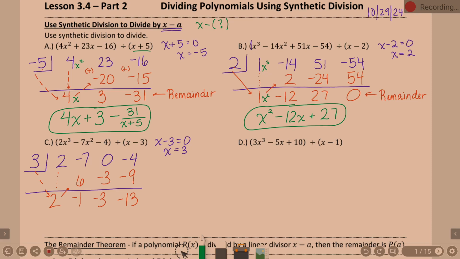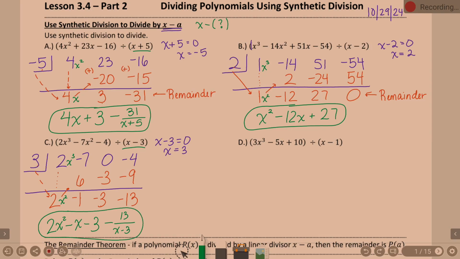Where's my answer start? 2 what? 2x squared, because the original problem was x to the third, so 1 power less, so 2x squared. Minus what? Minus x, minus 3 is the constant. And then what? It's negative 13 over x minus 3. Okay. Minus 13, which is the remainder, over the original divisor of x minus 3.